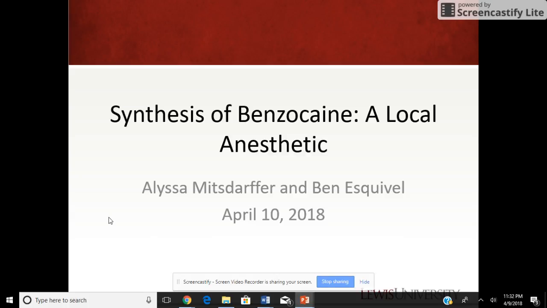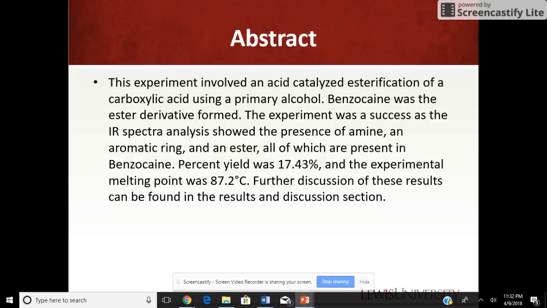Okay, so this experiment was a synthesis of benzocaine, and it was done by myself, Alyssa Mitzderfer, and my partner Ben Esquivel. So a little bit about the abstract. This experiment basically involved an acid catalyzed esterification of a carboxylic acid using a primary alcohol.